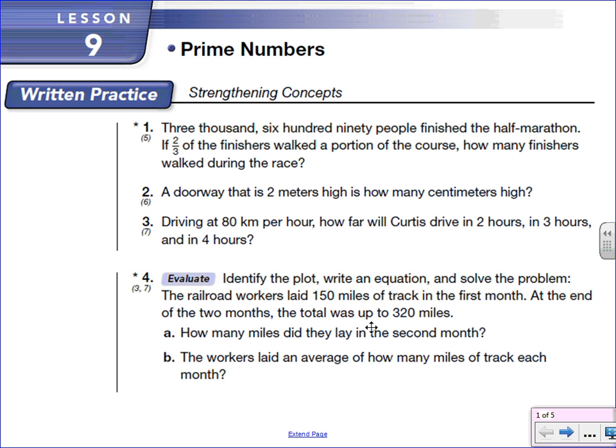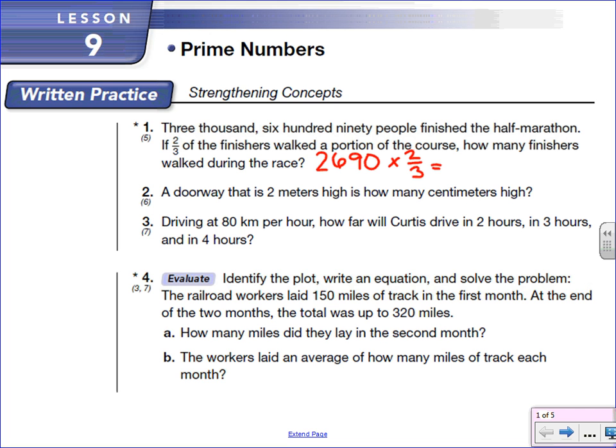That's called a composite number. So, number 1 says 3,690 people finished the half marathon. If 2/3 of the finishers walked a portion of the course, how many finishers walked during the race? So we have 2,690 people, and then 2/3 of that, so that times 2/3.